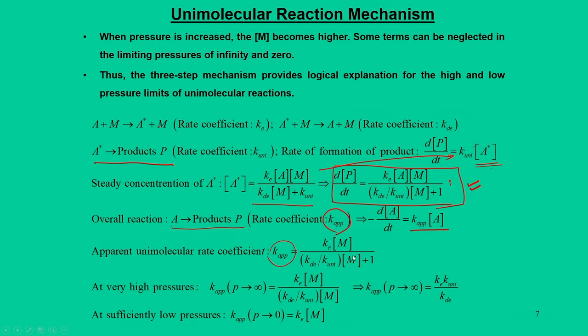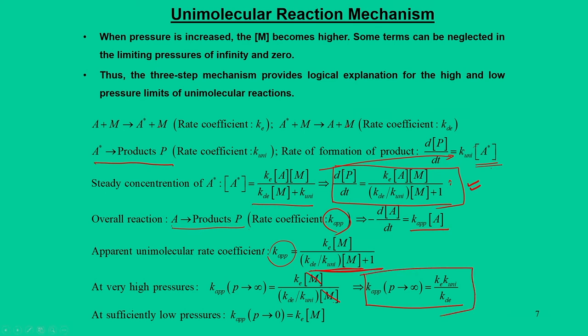This concentration of M we want to eliminate, because normally there is no role of M in the global reaction. So, this needs to be eliminated. Now, when does this need to be eliminated? For example, when the reaction occurs at very high pressure, this term in the denominator gets dominant. So, we can write this denominator as k_DE divided by k_uni into concentration of M, so that the concentration of M gets cancelled from the numerator and denominator. So, we can find the expression for the apparent rate coefficient as a function of the rate coefficients of the elementary steps.